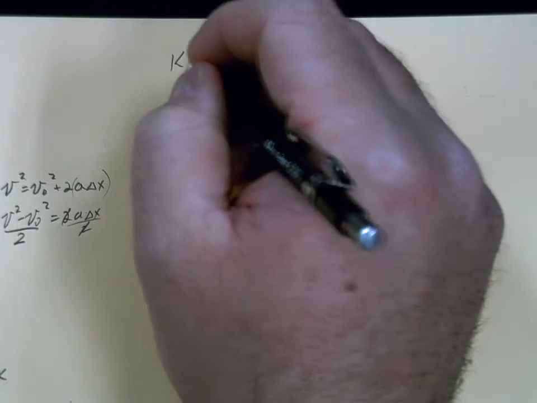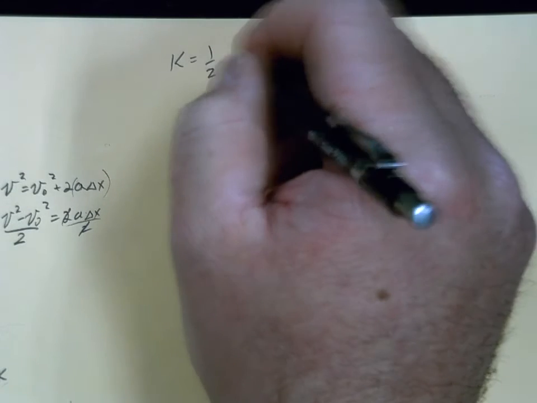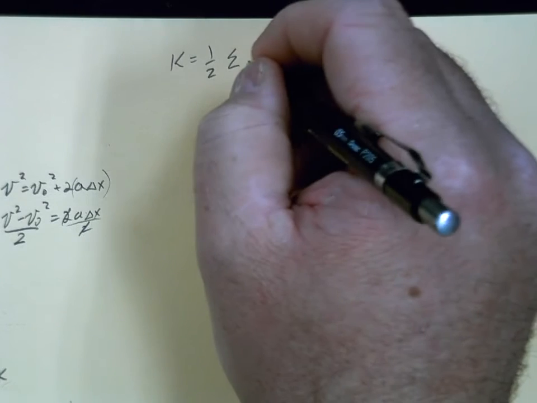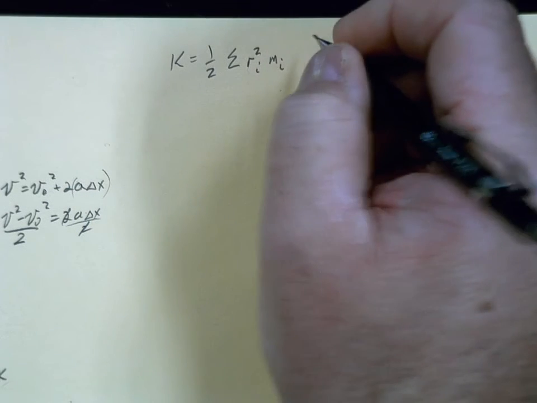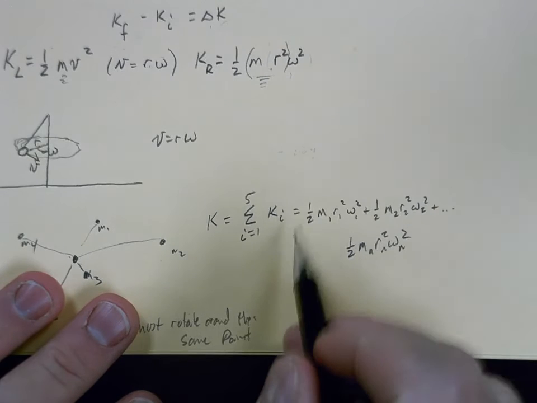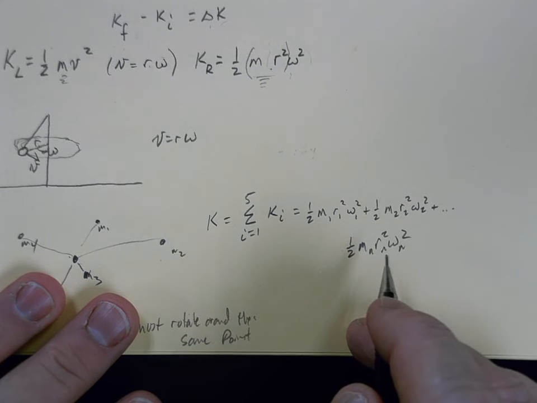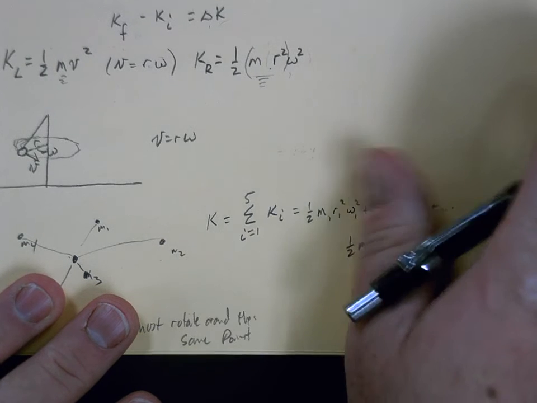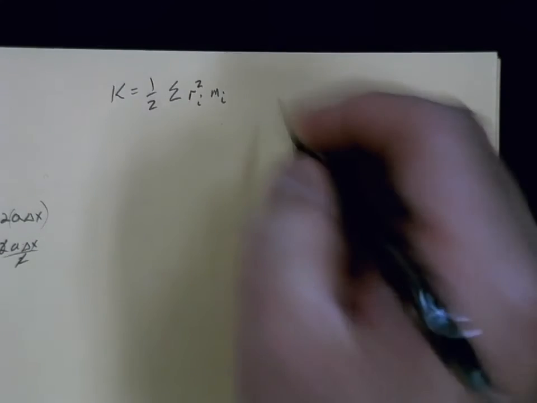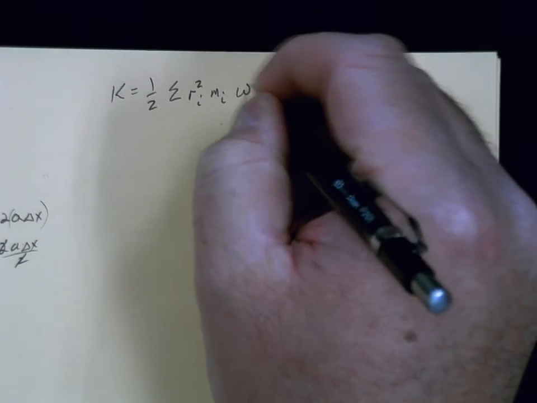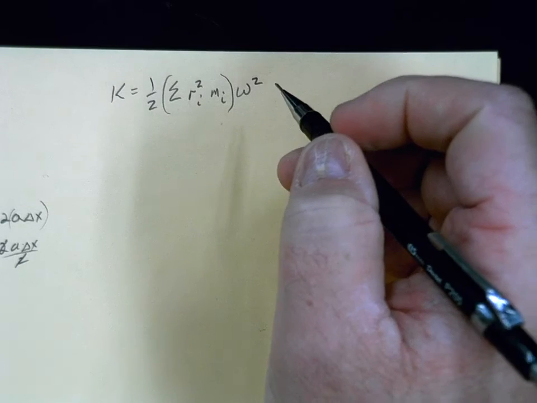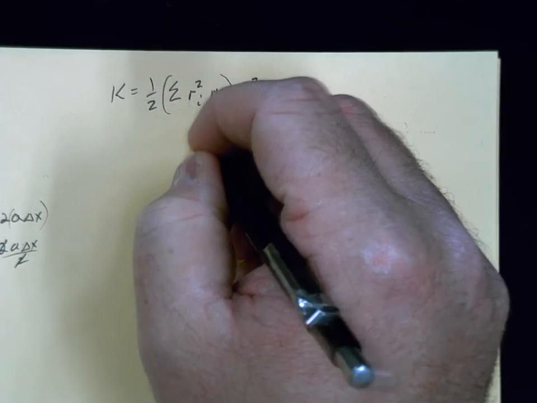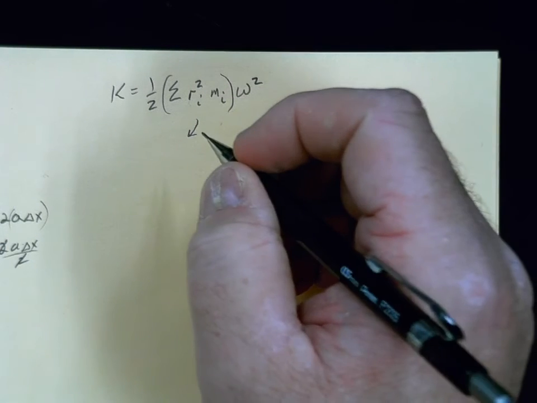This becomes 1/2 of the sum of the ri squared mi, but the thing that all these things have in common down here is if they're all rotating at the same rate, then omega is the same for all of them. So we come up here, and this becomes omega squared, but all of these are what are changing, and the 1/2 and the omega are not. And this right here is called, well, your book is going to call it the moment of inertia.